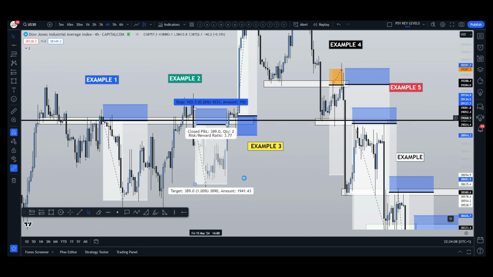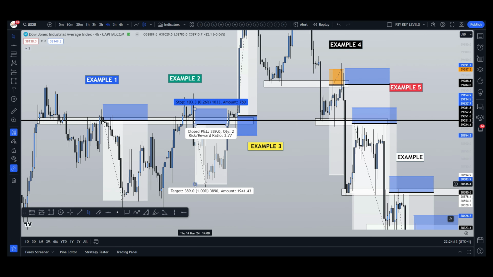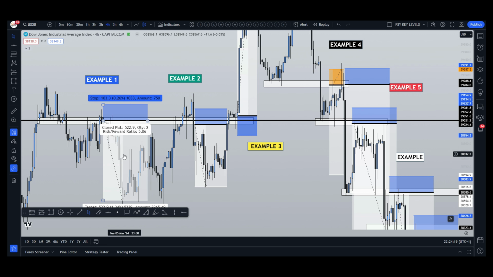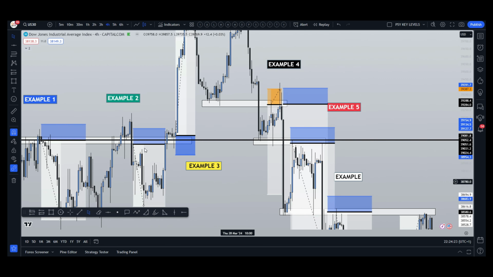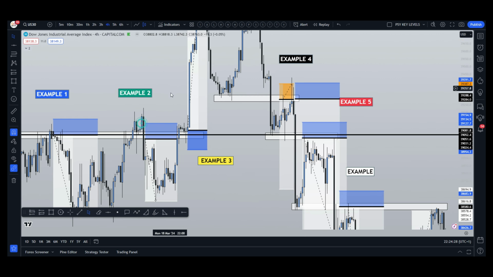a 1 to 4. Now the key is knowing the correct TP levels to choose. This is a 1 to 5, this is a 1 to 4. So I would choose to stick to 1 to 4. This one is a big move, push.